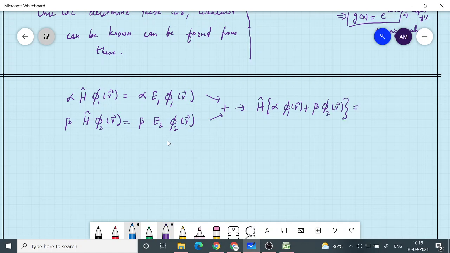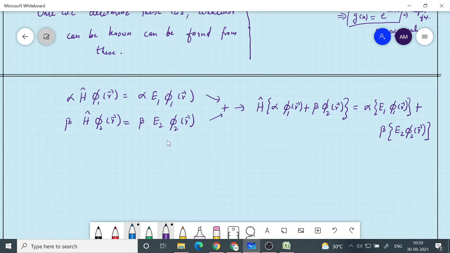So that will give me alpha E1 phi 1 of R, that will be the right side, plus beta E2 phi 2 of R. I can write it like this.